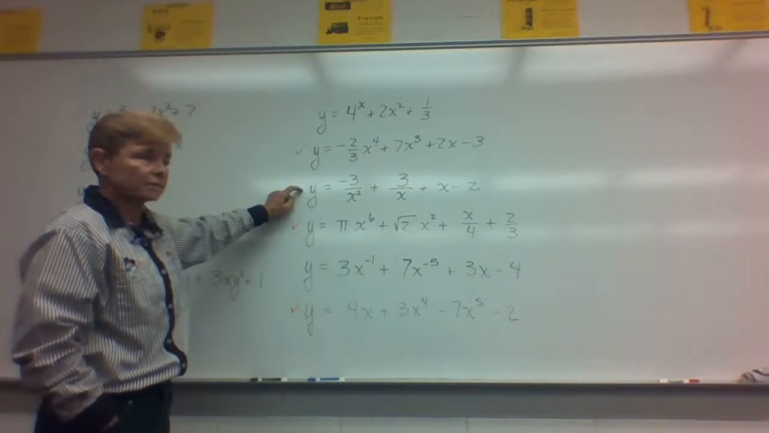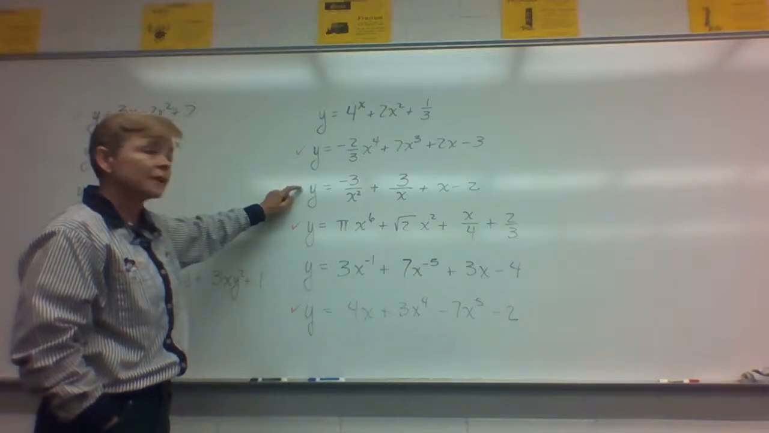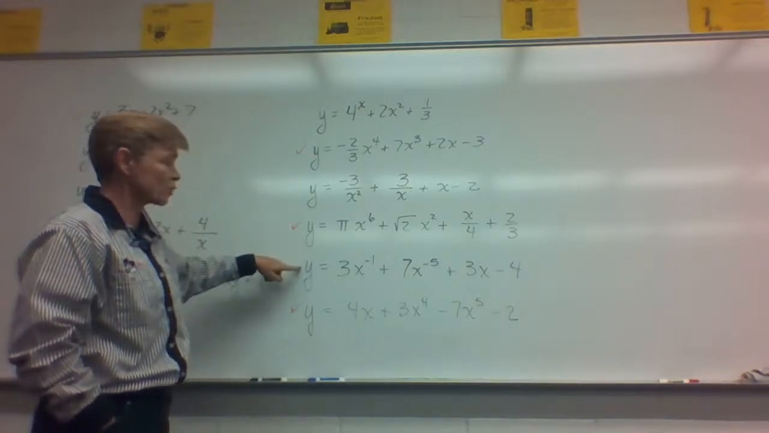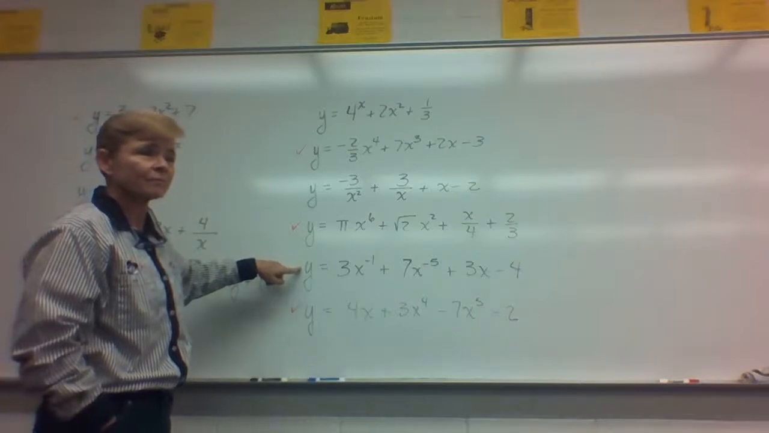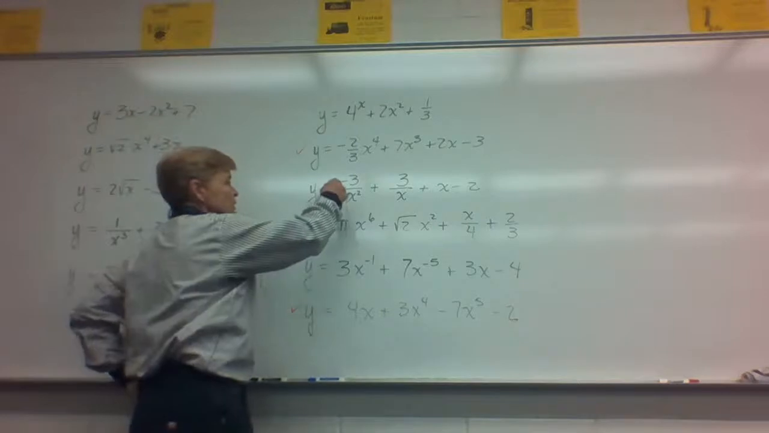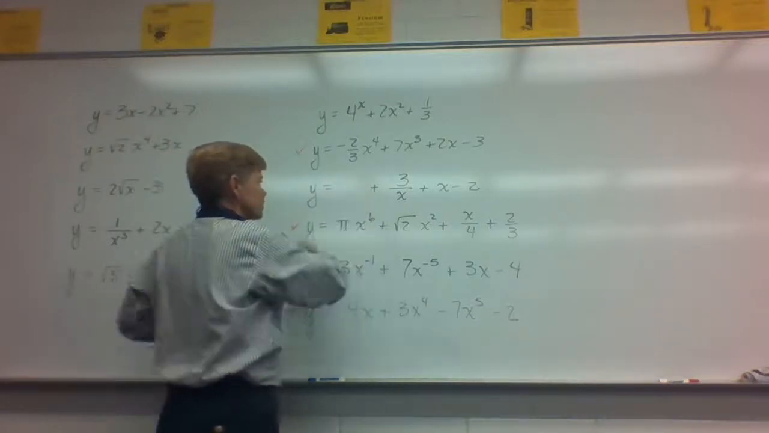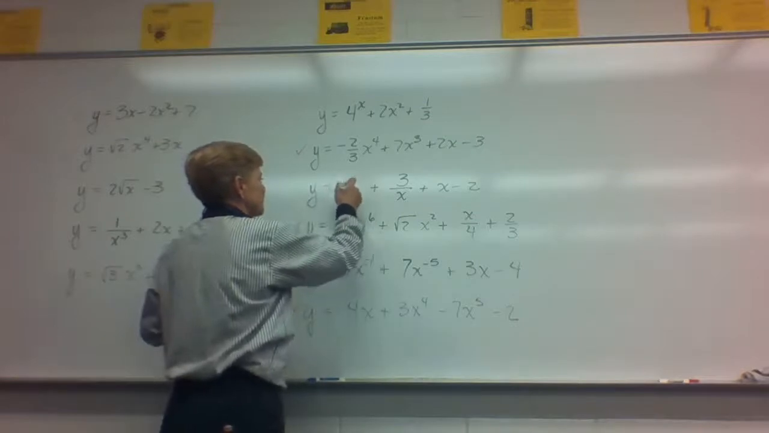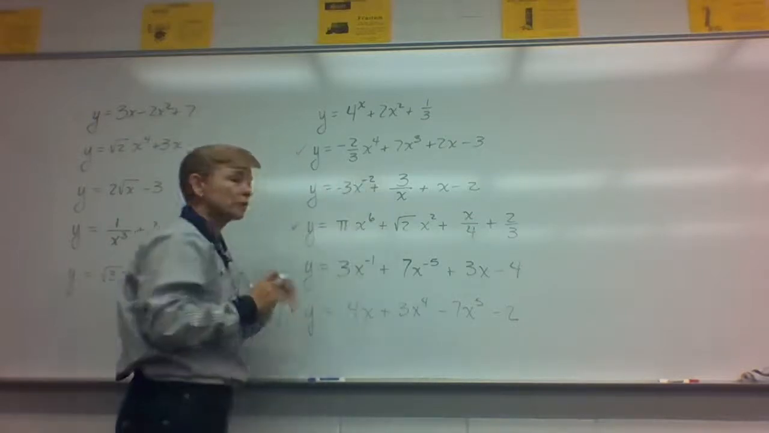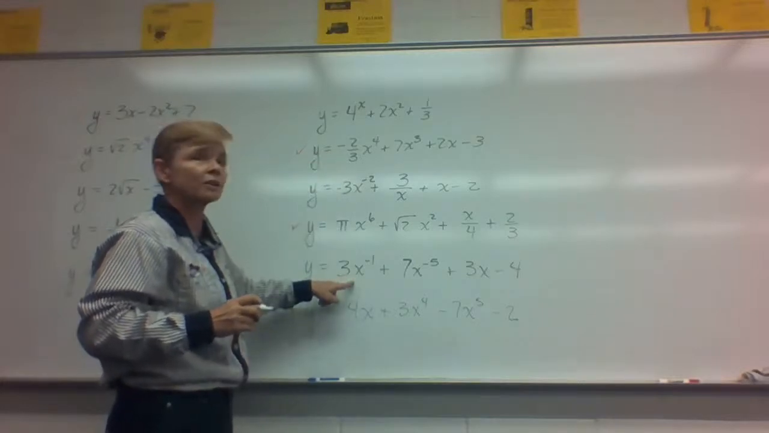Oh, sorry. Go ahead. Is it because the x is in the denominator? Yes, and that leads to the very same reason why this is not. Because if you remember exponents, negative 3 over x squared is the same as negative 3 x to the negative 2. Because when you bring it up, it changes the sign on the exponent. So now we're in this boat, see?